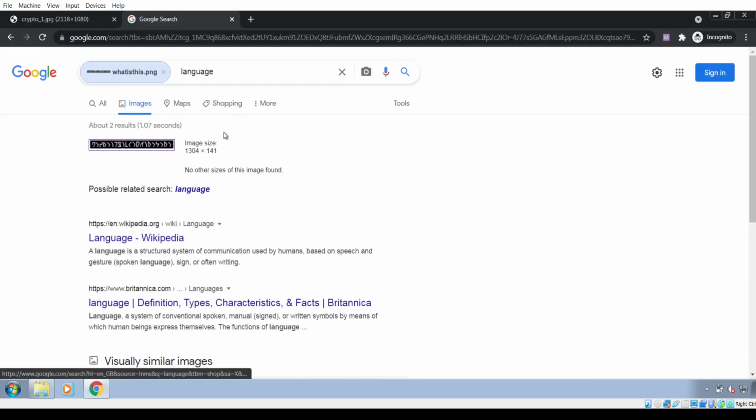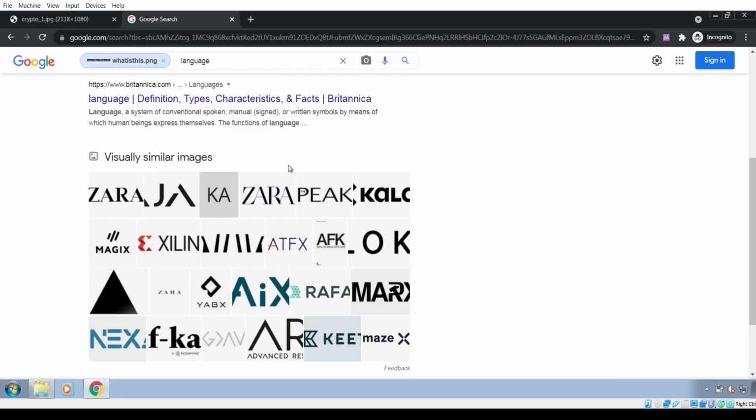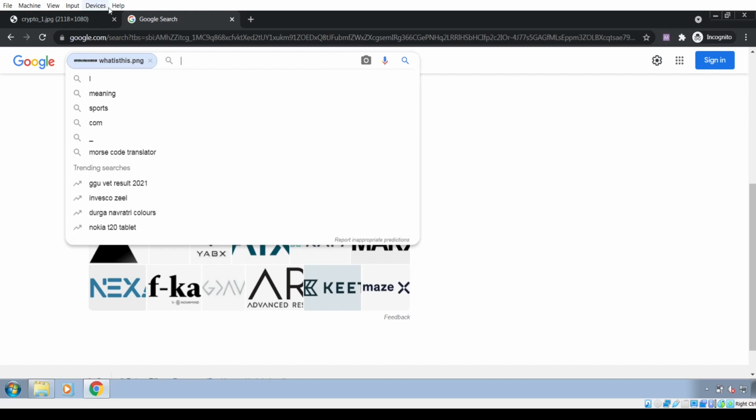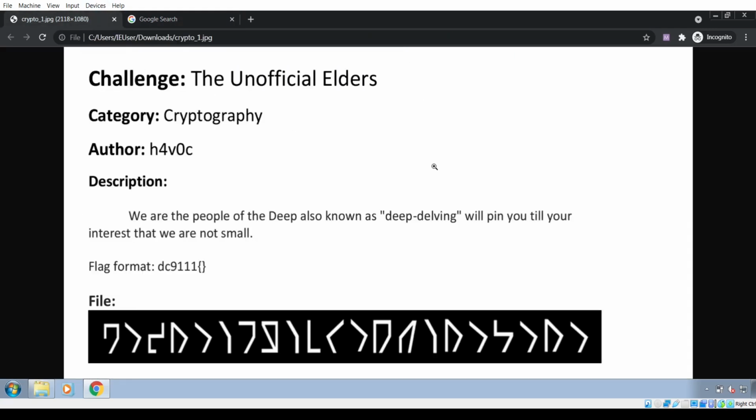So Google didn't find this. Google couldn't find any results according to this. So let's try to see the question again. The description or the context which was given to us was that we are the people of the deep, also known as deep delving.